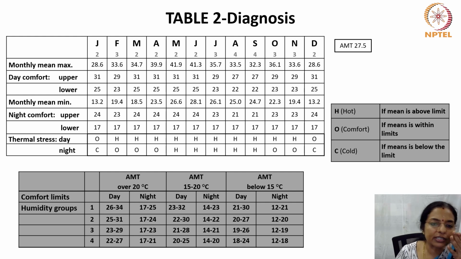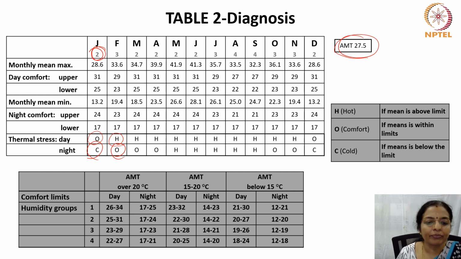When I do the diagnosis, I find that it is comfort and cold for January. It is hot and comfort for February, and so on. That is because of the combination of AMT and the humidity group. So an AMT of 27.5 with humidity group of 2. So this is the humidity group.